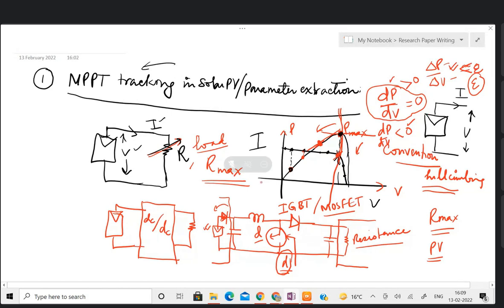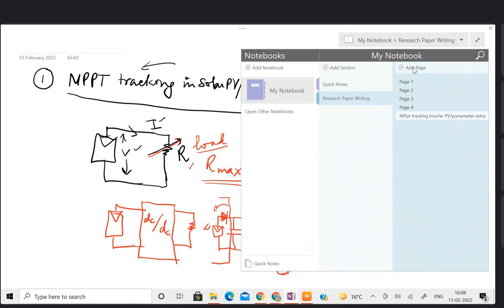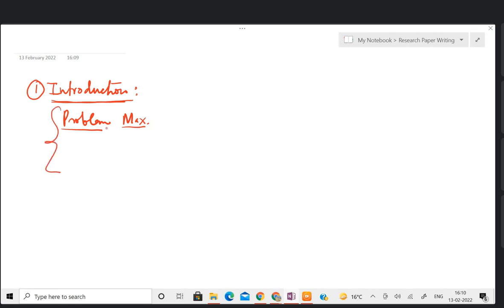So when you are writing a research paper, when you are writing an MPPT paper, the first part would definitely be the introduction. You don't change the section name, let it be introduction. And now you have to write about this problem that I mentioned, that maximum power is available at a single point. Whatever I told you, you have to write it in this section.